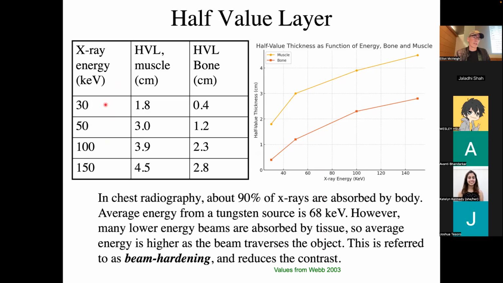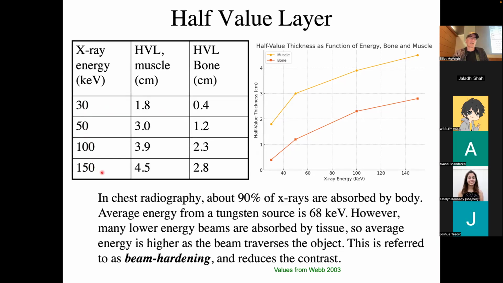At low energies, 50% of the photons are gone by the time we've gone 1.8 centimeters into the patient, into the muscle. So that's not that far, right? When I go in 2 centimeters, 50% of the photons are already gone. And then at 4 centimeters, 50% more are gone. So it goes like that. That's down at 30 keV.